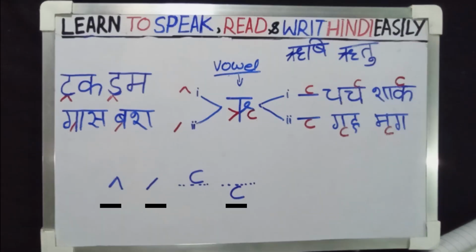And these matras are giving the sound after the letter, like tr, k, truck, drum, grass, brush, grah, mrig. This only matra is giving the sound before the letter, like church, shark.